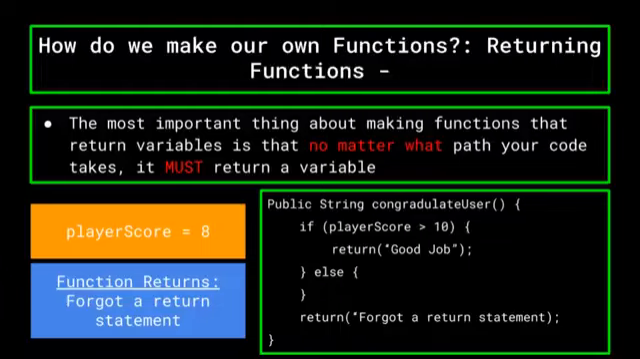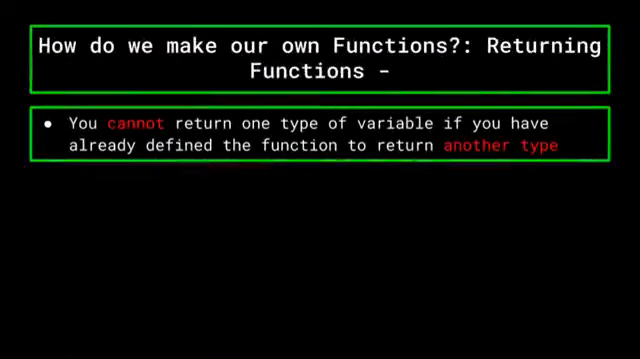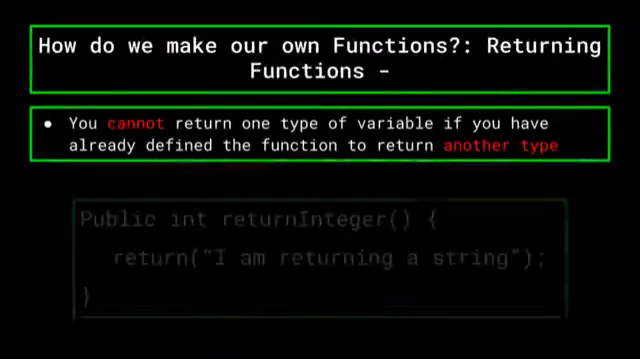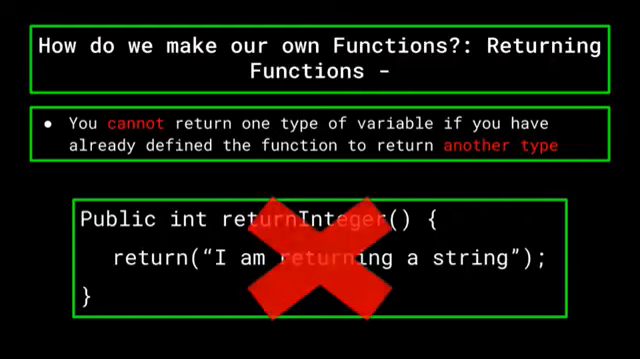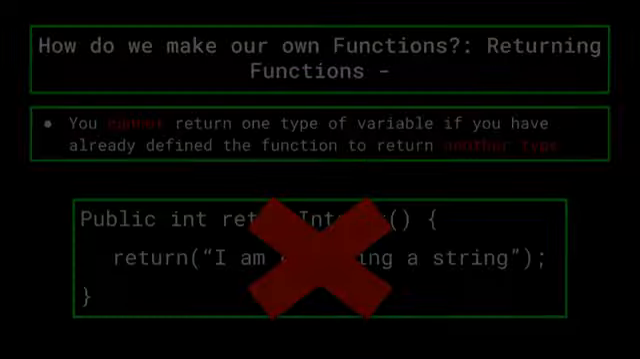Another small thing to note is that you can't return one type of variable if you've already defined the function to return another type. For example, you can't return a string in an integer function or vice versa. The return statement must always match the type of function, no matter what.